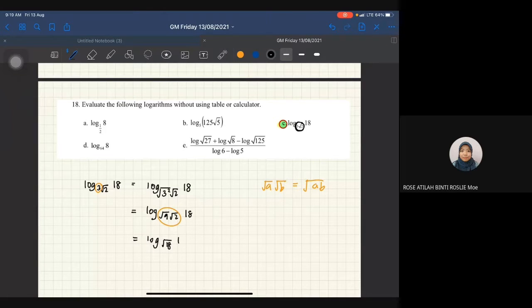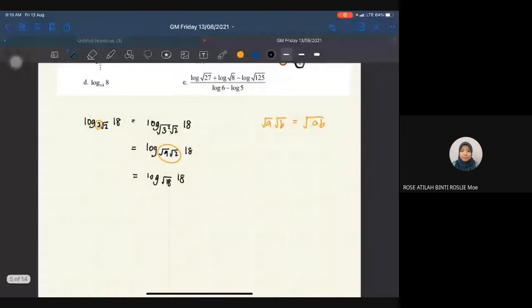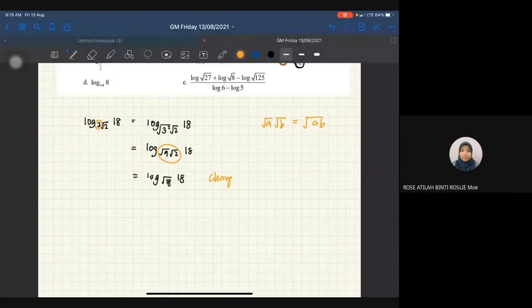Ni 18. Okay, so apa awak boleh buat sekarang adalah awak tukar dia punya base. Okay, so you change the base. Change base. Okay, so saya nak tukarkan dia kepada base 18. So I want to change it to base 18. So you write the base 18 over here, and then this one 18 ni dia akan berada di atas. Okay, and then overkan dengan log new base, and then set 18 akan berada di bawah.